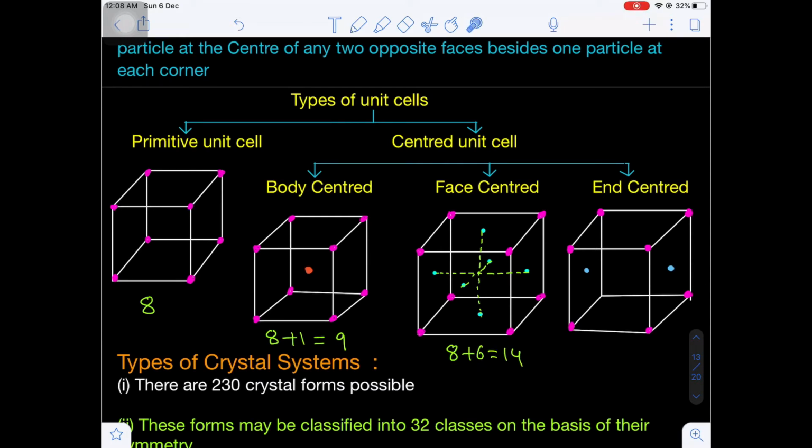Okay. Now in end centered, what happens? Apart from each corner, that means in addition to each corner, total 8 particles are there at 8 corners. Apart from that, one constituent particle on the face centers of opposite faces. So only 2 opposite face centers we have to consider, any 2 opposite face centers. That means overall 8 corners plus 2 opposite face centers, total 10 particles will be present.